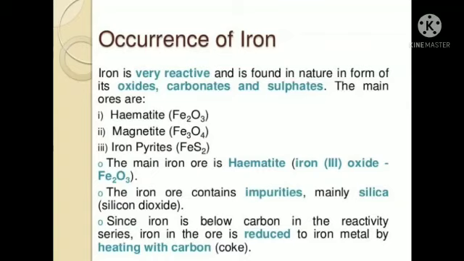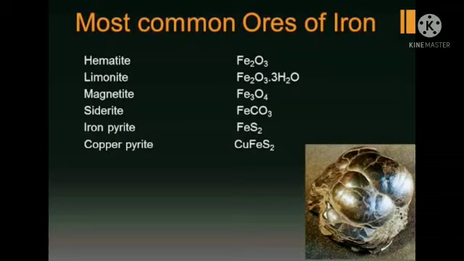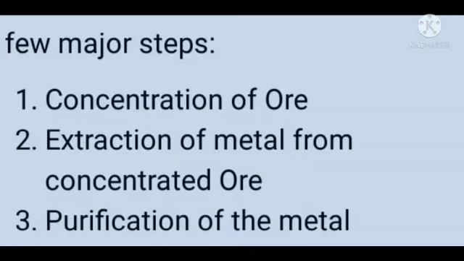Now we can see what are the ores of iron. There are three major ores. One is hematite, next one is magnetite, the next one is iron pyrite. What are the three ores of iron? Hematite, magnetite, and iron pyrite. Among these three, iron is extracted more from the ore hematite, hence it is called the chief ore of iron. Already we studied the chief ore of aluminum, what was it? Bauxite. Here it is hematite.